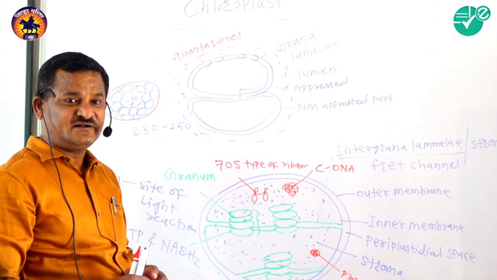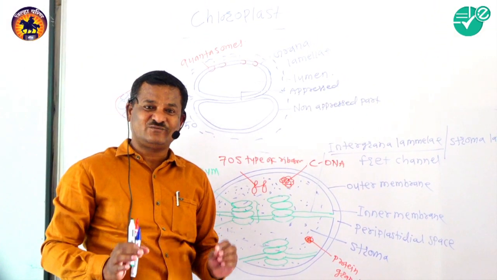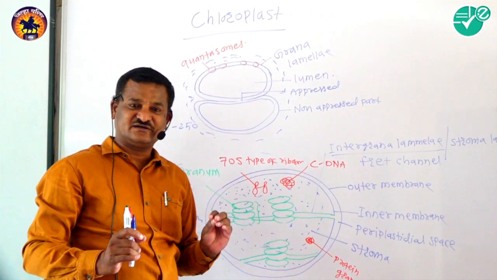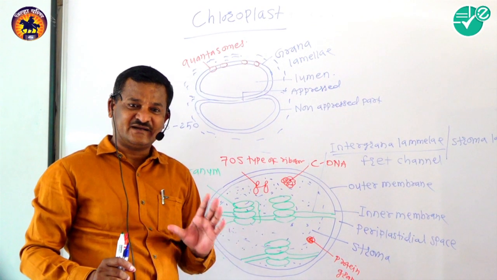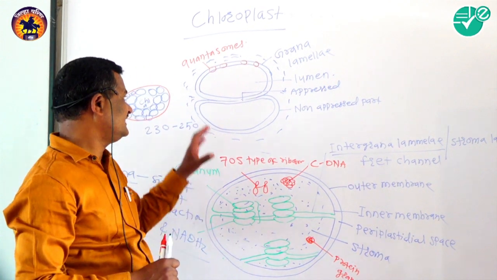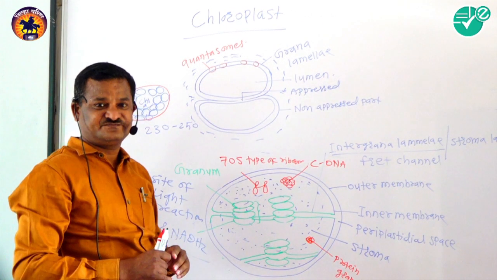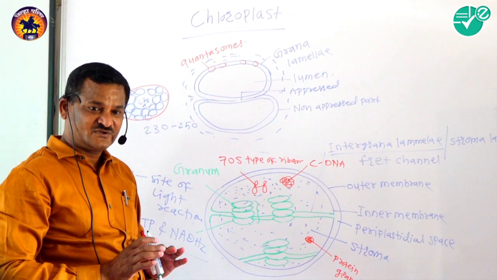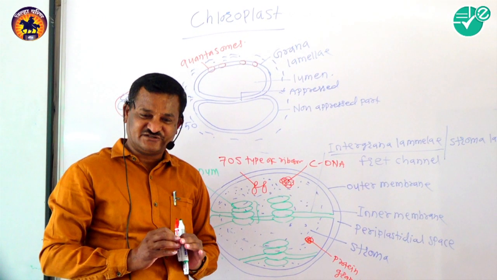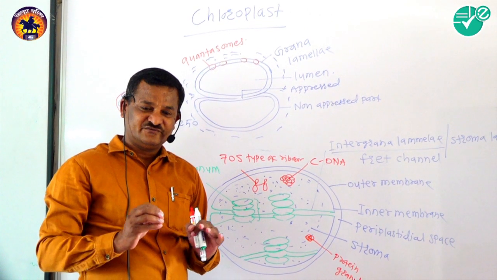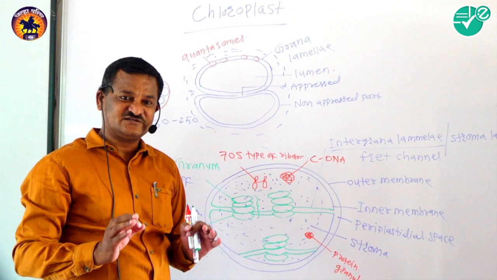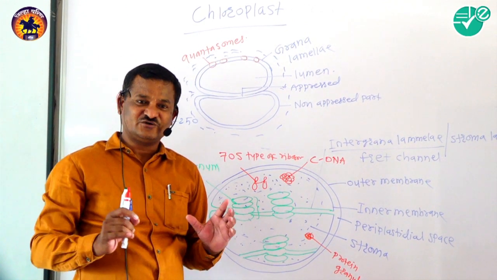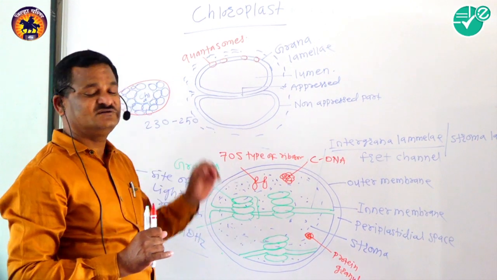Then in the stroma, dense, flattened green granular bodies are present, and they are called grana; a single granule is a granum. Grana are made up of a large number of flattened sacs, and those flattened sacs are called thylakoids. Thylakoids are the structural and functional unit of the granum. How many thylakoids are present in each granum? There are 20 to 40 thylakoids in each granum. How many grana are present in each chloroplast? 40 to 60 grana are present in each chloroplast.